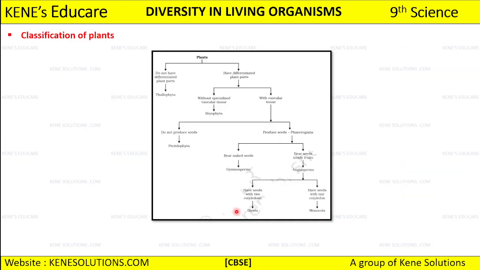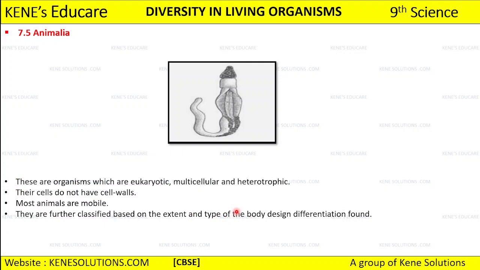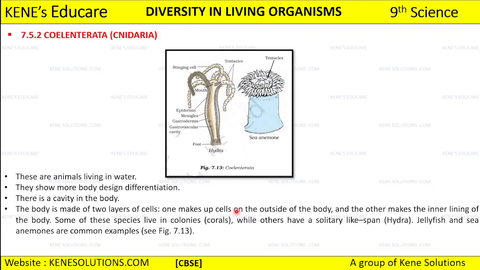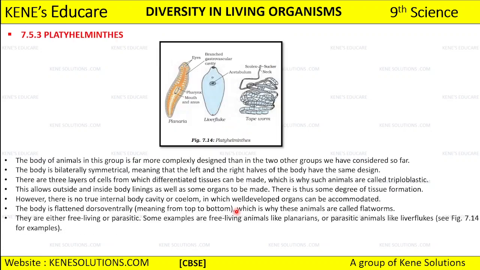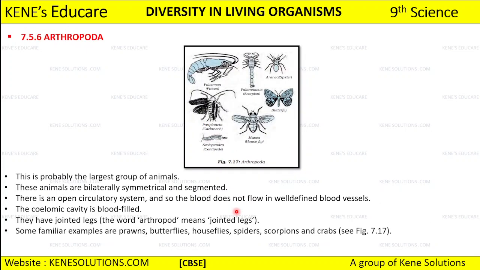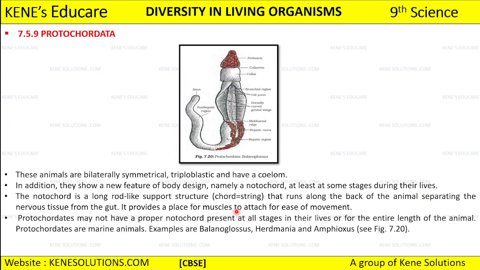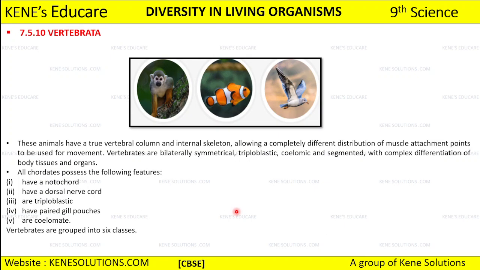So I hope now you are clear with the five main divisions of kingdom Plantae. Now in the next class we are going to start with kingdom Animalia, where we have 10 different phyla: phylum Porifera, phylum Coelenterata, which is also called Cnidaria, phylum Platyhelminthes, phylum Nematoda, phylum Annelida, phylum Arthropoda, phylum Mollusca, phylum Echinodermata, phylum Protochordata, phylum Vertebrata. These are the 10 different phyla that come under kingdom Animalia. Now phylum Vertebrata is again grouped into 6 classes. So which are the 6 different classes that we have?